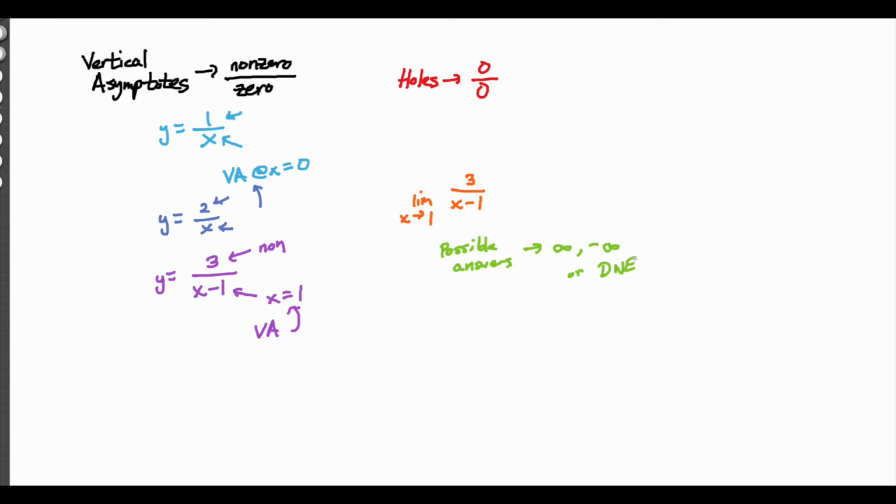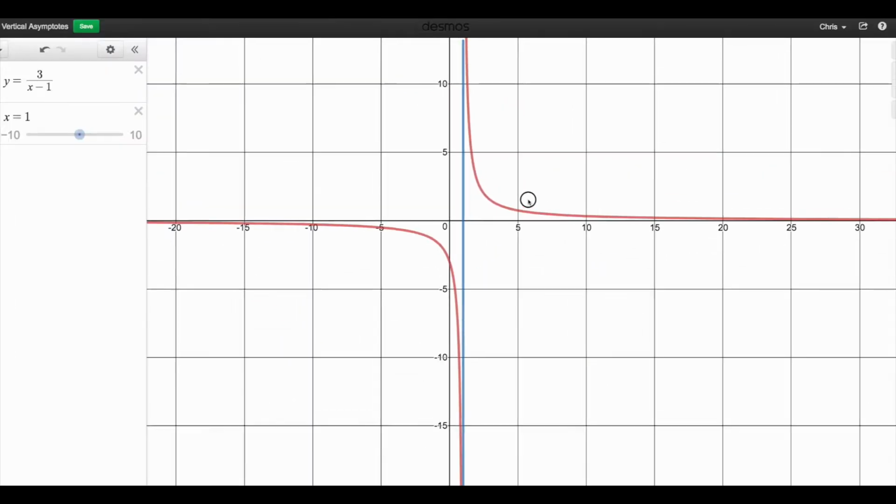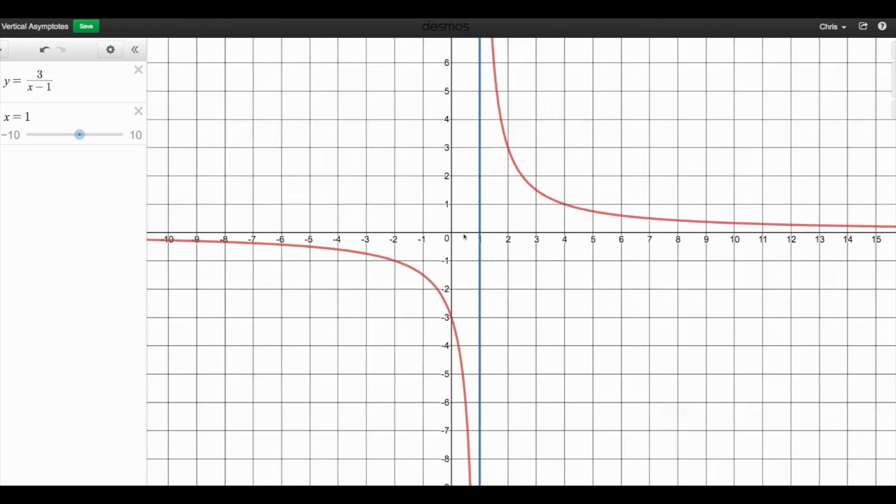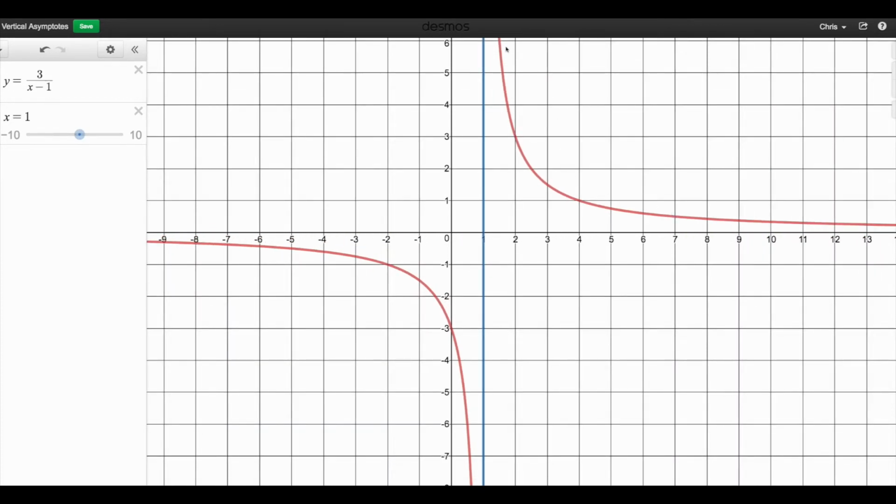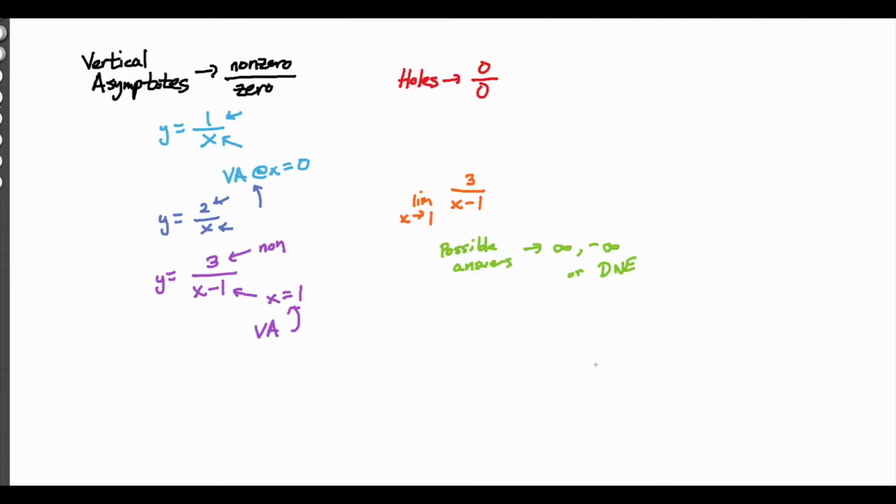Well, in this case, it actually does not exist, because if we look at the graph right here, as we're getting infinitesimally closer to 1, from one side it's going to positive infinity, from the other side it's going to negative infinity, so it doesn't actually agree on both sides. So for this particular case, the answer would be does not exist, because it doesn't agree on both sides. That makes it kind of easier.